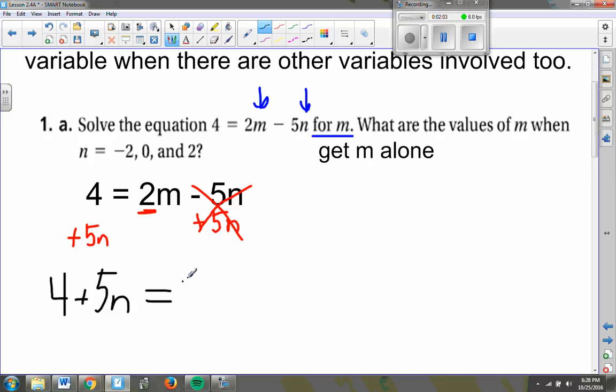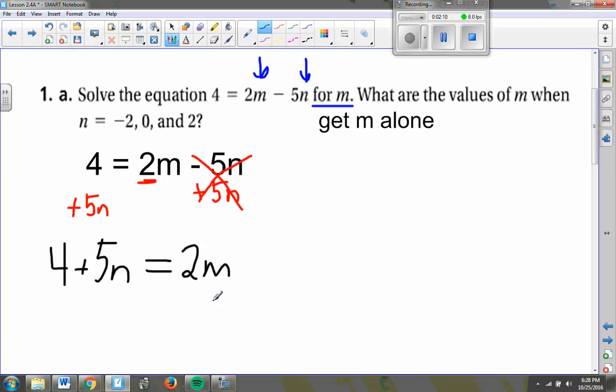The right side now just says 2m, and I'm well on my way to isolating or getting the m all by itself. The only other thing I have to do is get rid of the 2 that's currently being multiplied onto the m, and I'll do that by dividing by 2. Now when I divide by 2, I have to make sure I divide the other side as well by 2. So now this side just has m like I want. And the key is I have to make sure I divide both pieces by 2, both of the numbers in these terms.